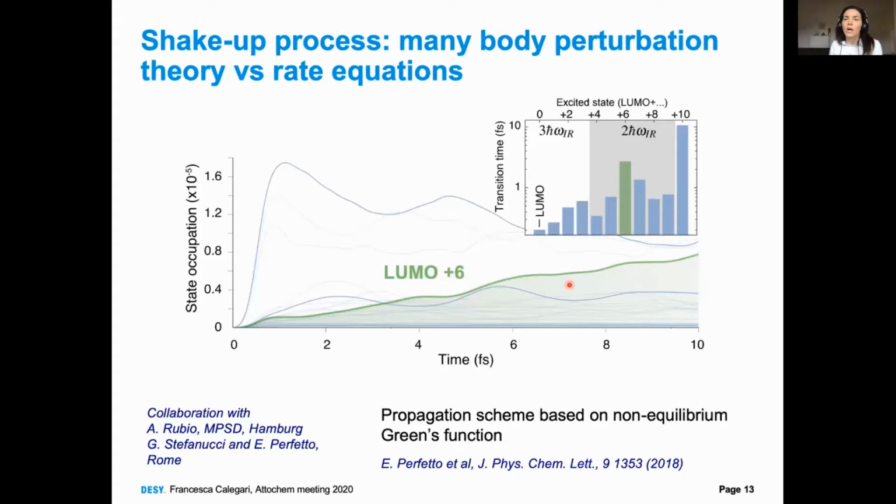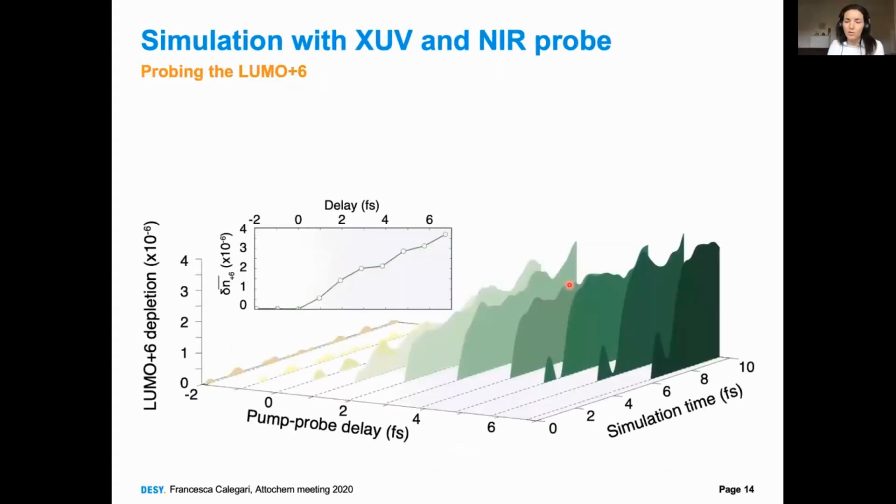And so this seems to play a major role here, because we have to wait for the population of this state in order to enhance the absorption of the IR probe pulse and stabilize the molecule. And this is further confirmed by a more complete calculation, including the IR probe pulse. Here is the evaluation of the LUMO+6 depletion, meaning that we have an absorption of this IR probe pulse, and so the creation of the dication.